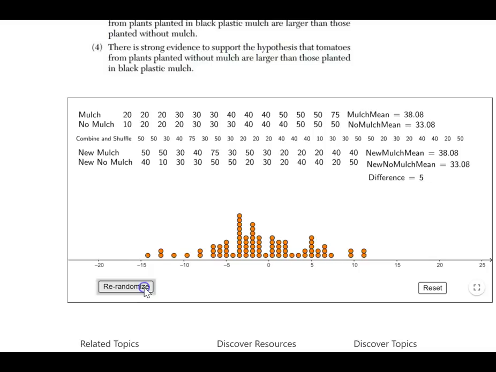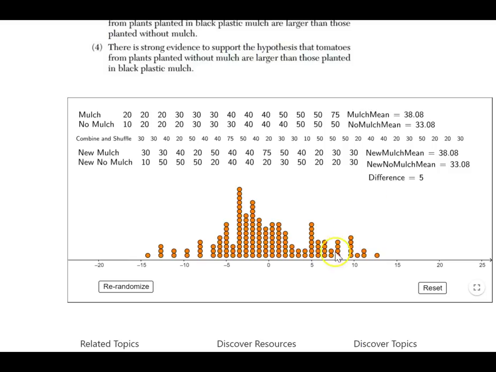Okay, so anything in the middle towards 0, you'll see happens a lot. Now, anything out towards like negative 15 or positive 15, like those don't happen that often. Okay, so in your experiment, you had a mean difference of 5. Okay, so you observed a difference. Essentially, the question is, is that difference so special that it causes you to think, oh, it must be the mulch that caused that to happen?